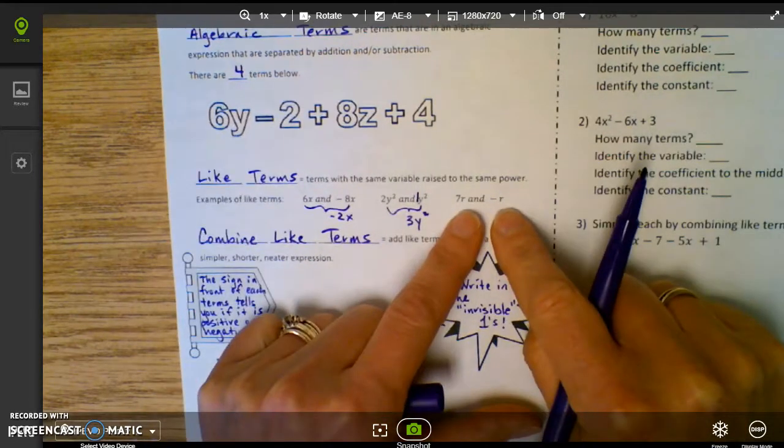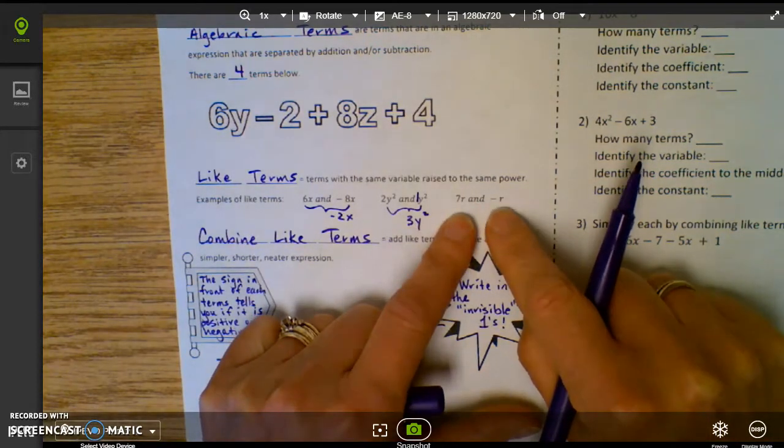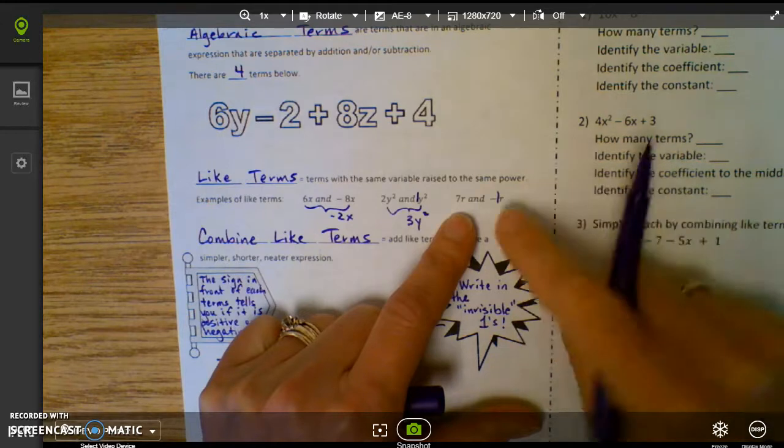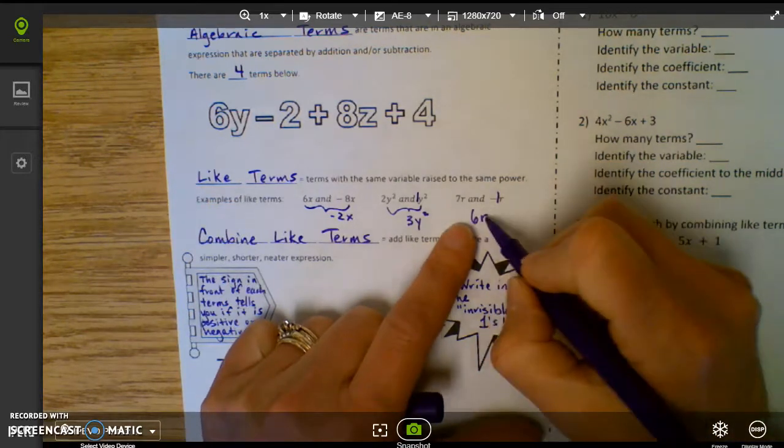At the end, we have r, so maybe this stands for 7 roses. And then this over here would stand for negative 1 rose. In other words, 1 rose died, you took it out of the bouquet. So 7 roses plus negative 1 rose leaves you with 6 roses.